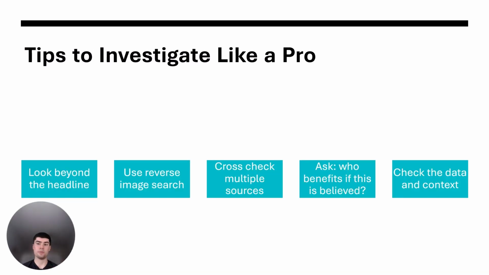So here are some strategies to help you become a fact-checking pro. Firstly, look beyond the headline. Don't stop at the first sentence. Next, use reverse image search, which allows you to see where that image came from originally. It's important to cross-check with multiple sources, such as trusted news outlets or official websites. And next, ask yourself, who benefits if I believe this? This can often reveal the hidden agendas. Lastly, check the data and the context. Are the statistics real? Is anything being left out? The more you question, the closer you get to the truth.